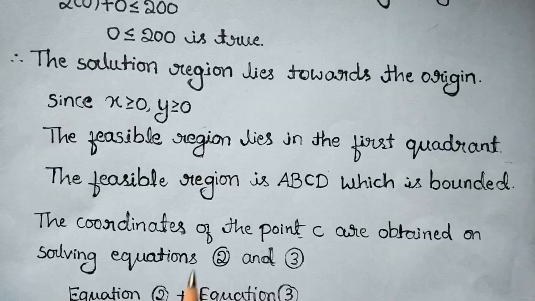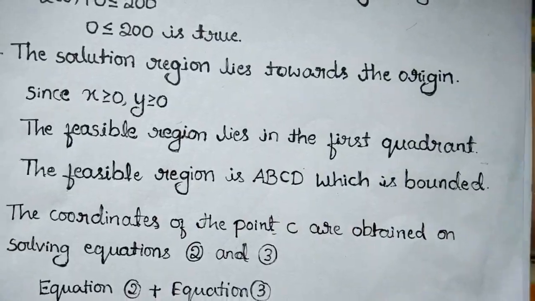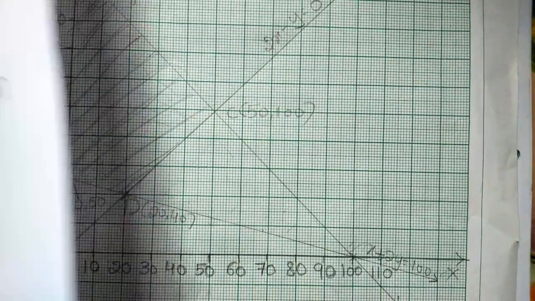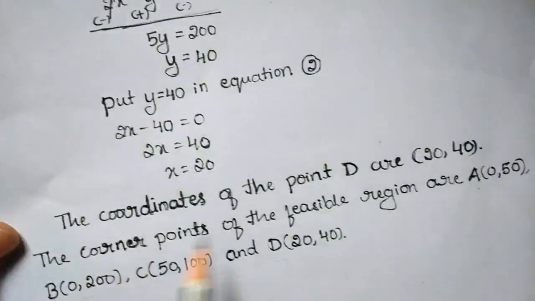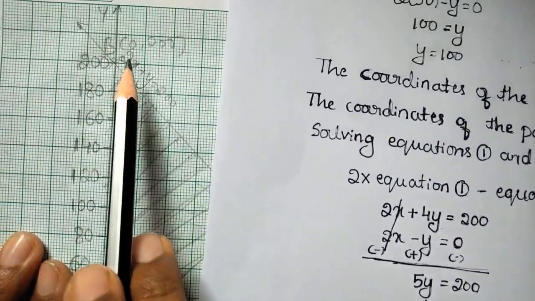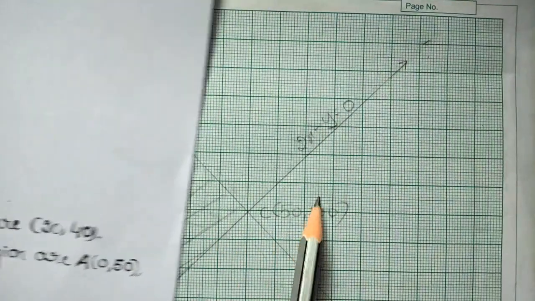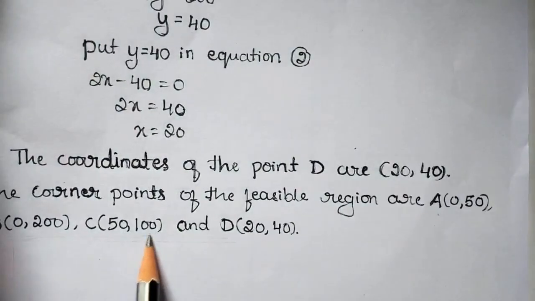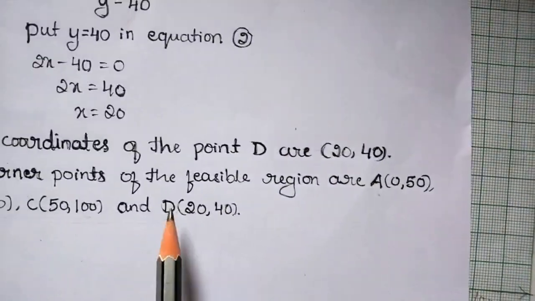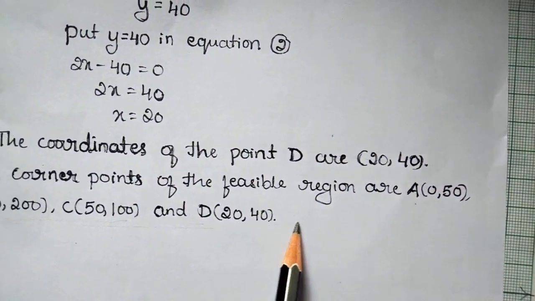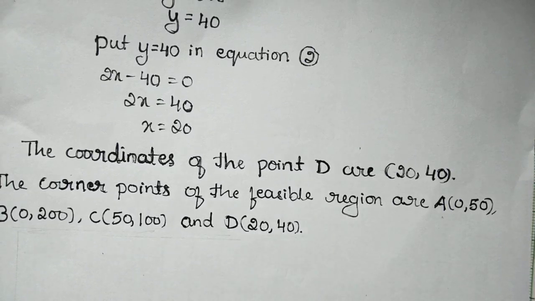So observe here, the feasible region is ABCD which is bounded and the corner points of the feasible region are A of 0, 50. I have written here. Next B of 0, 200. Next C of 50, 100. And D of 20, 40. The next step is to evaluate the value of the objective function z at each of these corner points.